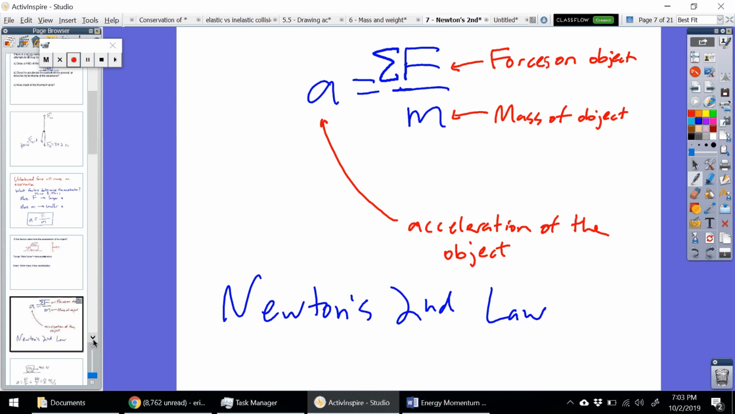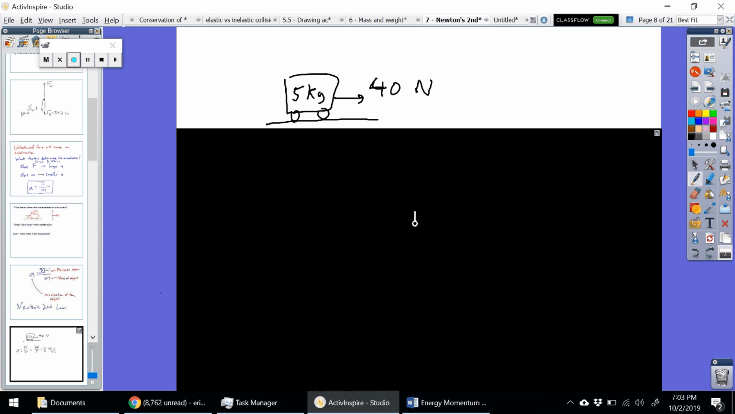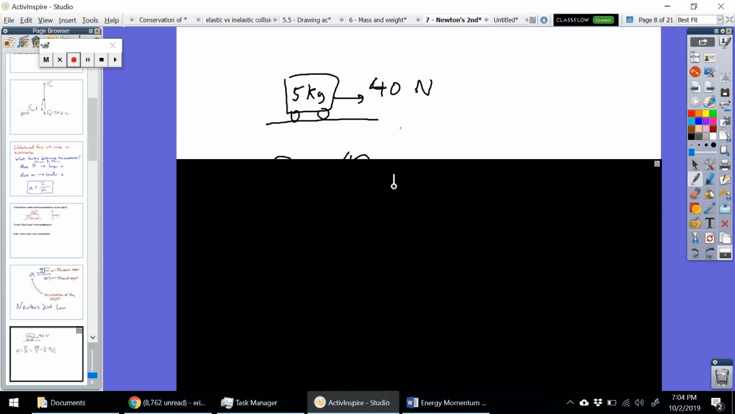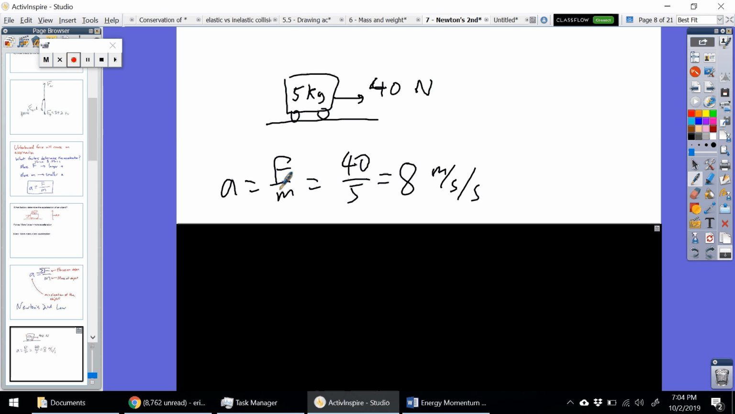So let's see an example of how we can use this. Let's just say you had an object right here. It had a mass of 5 kilograms. You apply a 40 Newton force onto this object, because remember, units of mass is kilograms, units of force is newtons. So if we want to find the acceleration, we just have to do A equals F over M. F is 40, M is 5, and you get 8.